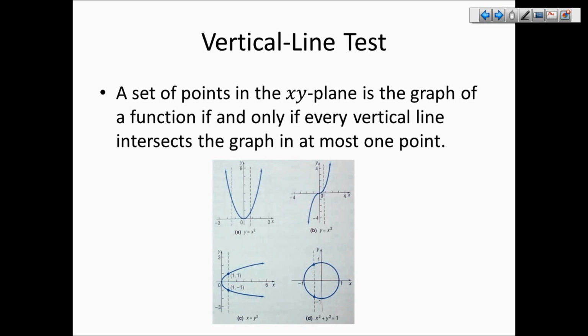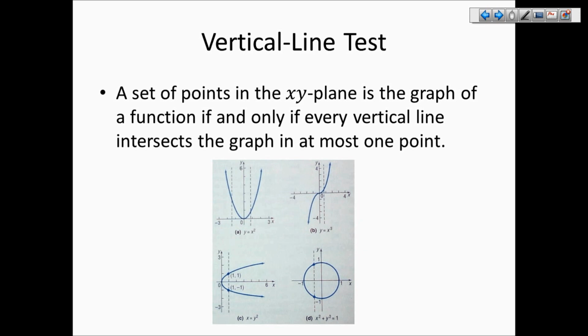Now, graphically, we can run the vertical line test to see if a graph is that of a function or not. The vertical line test basically says if we can draw a vertical line that goes through the graph in more than one spot, then it's not a function.